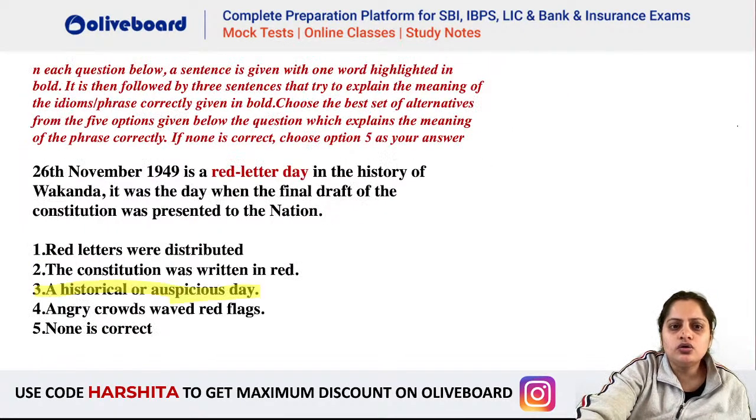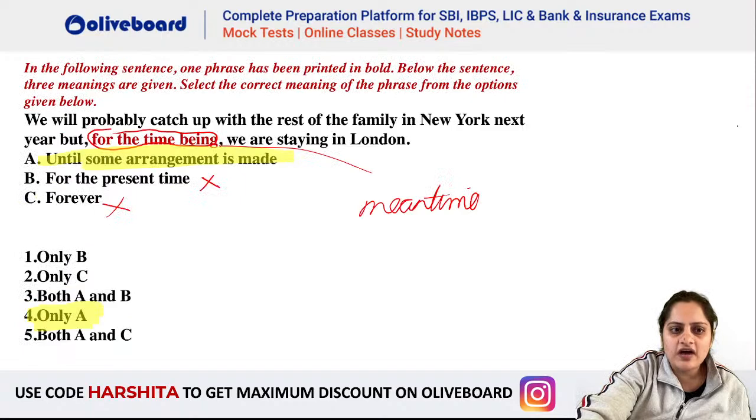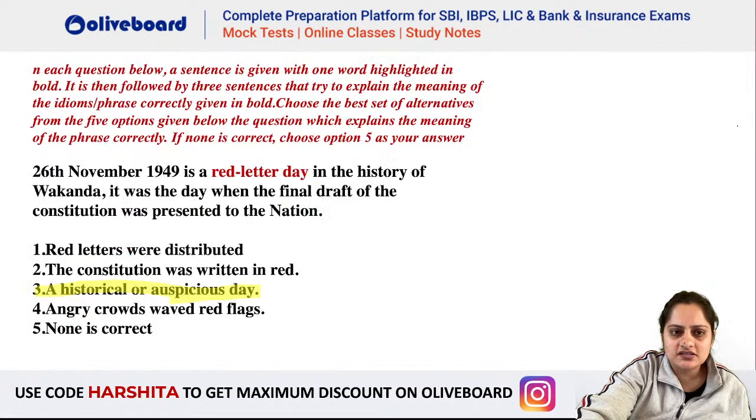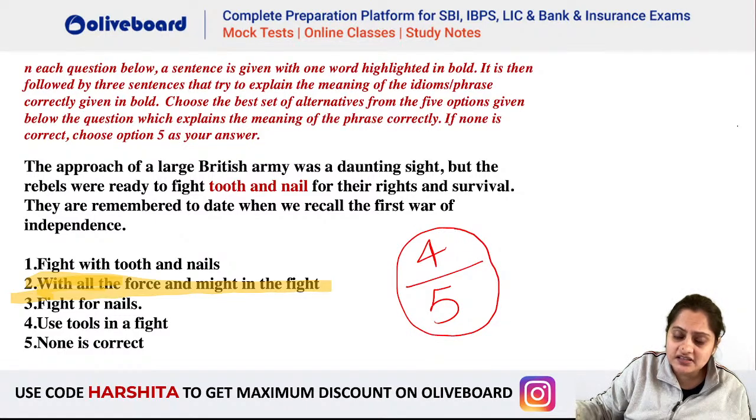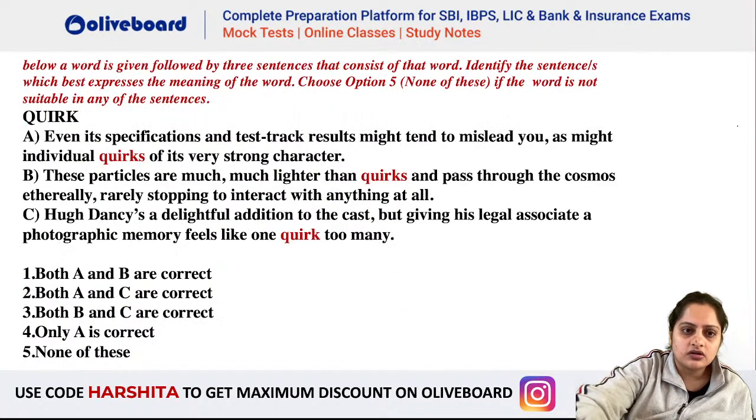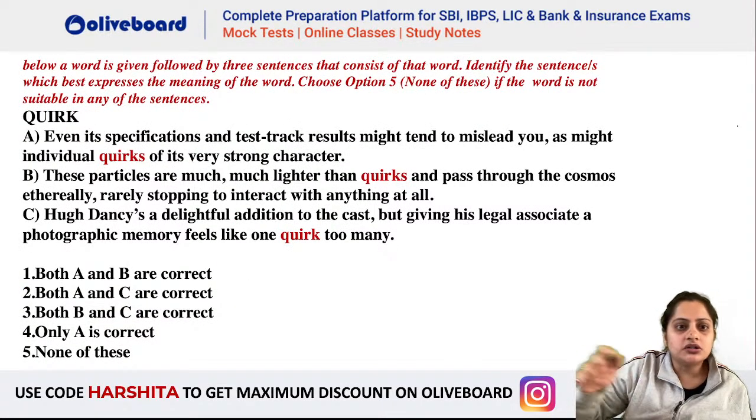1 2 3 4 5. How many doable, guys? Tell me. Out of 5 idioms related, we did first set, which was closed test, 6 questions. Now 5 idioms related. How many doable? At least 4 doable. Why am I saying this? Even if you did not know the idiom meaning, from the sentence you can infer. Okay, chalo. Next we are going to do word usage.